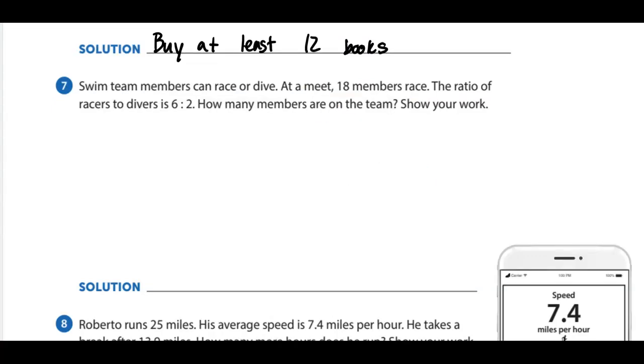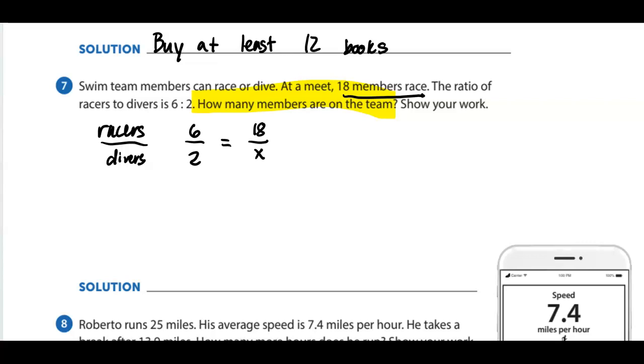Number 7. Swim team members can race or dive. At a meet, 18 members race. The ratio of racers to divers is 6 to 2. How many members are on the team? That's an important question right there. So they said racers to divers is 6 to 2. So 6 over 2, because 6 represents racers, 2 represents divers. At the meet, there were 18 members that race. So 18 over x. So what we're solving for right now, x is divers, right?